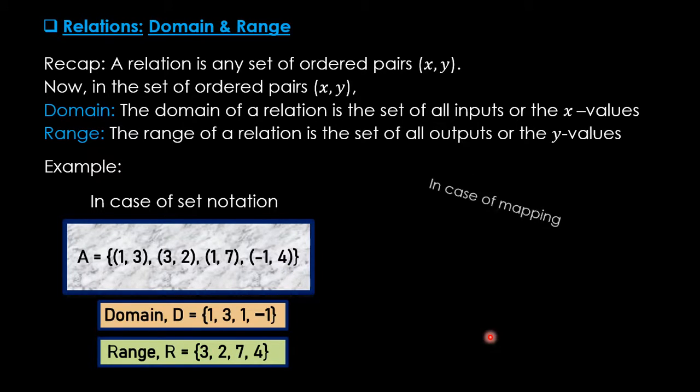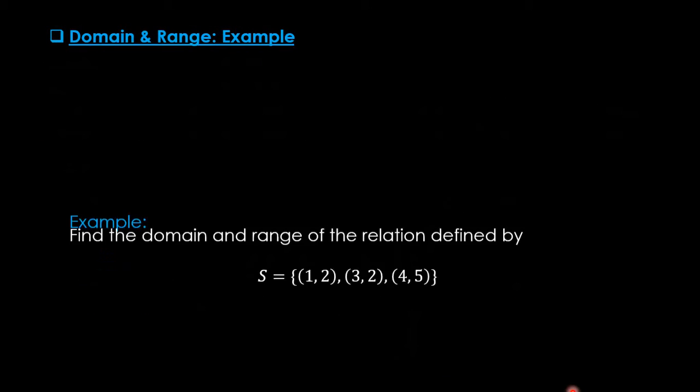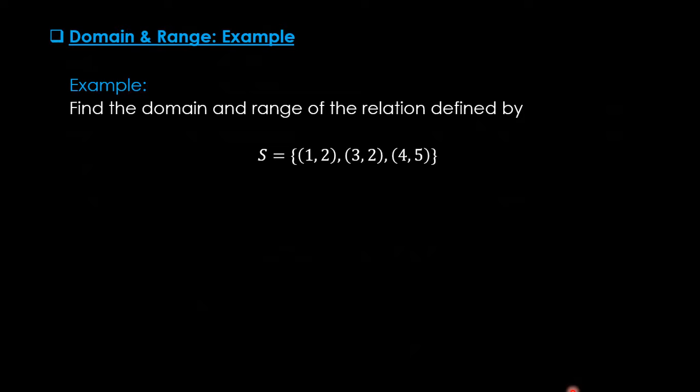In case of mapping, this is a mapping diagram. So this side, the input side or the x value side, is the domain, and this side is the range. So all the y values or the outputs are the range, and the inputs or the x values are the domain.